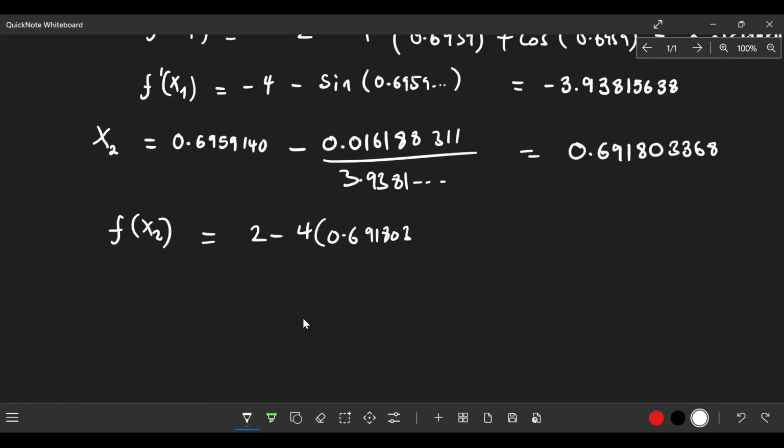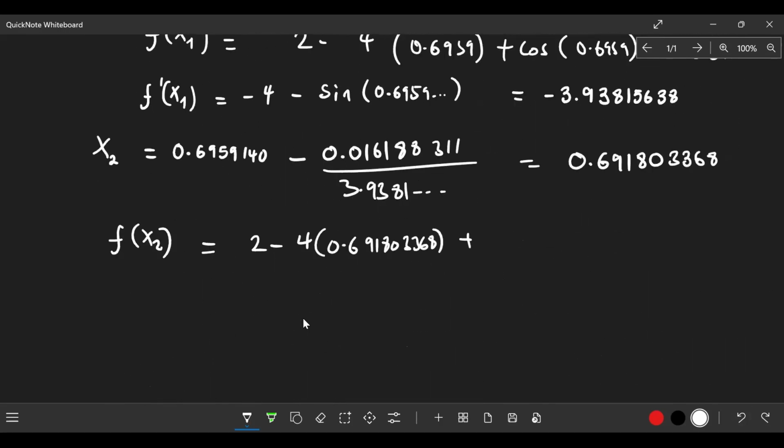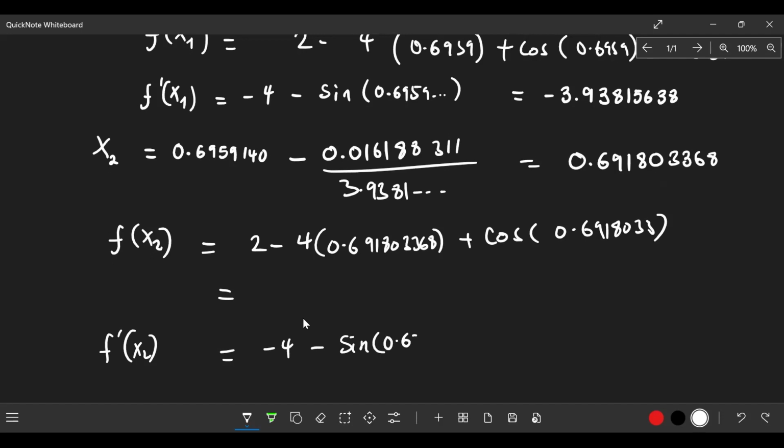0.691803368. And then plus cosine of 0.691803368, whatever there. Okay, so what do you get here as f of x2? You tell me. And then you also have to find f prime of x2. So what is f prime of x2? It's negative 4 minus sine of 0.691803368.